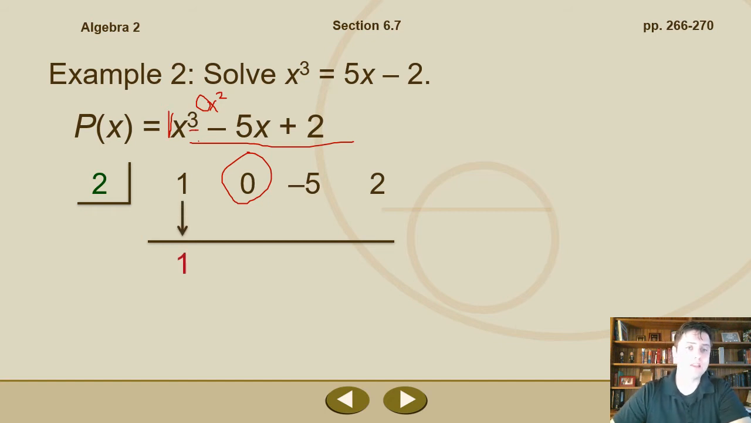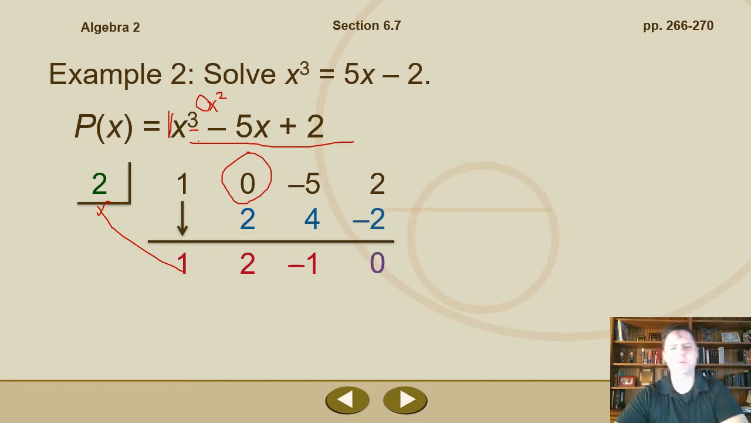So remember how we do synthetic division. We bring down that first 1. We then multiply this by what's in the box, which is 2. We add down, we get 2. We multiply that by the 2 in the box, and we get 4. We add down, we get negative 1. We multiply that by 2, we get negative 2. We add down, we get 0, which is what we are supposed to get. That's what we determined already.